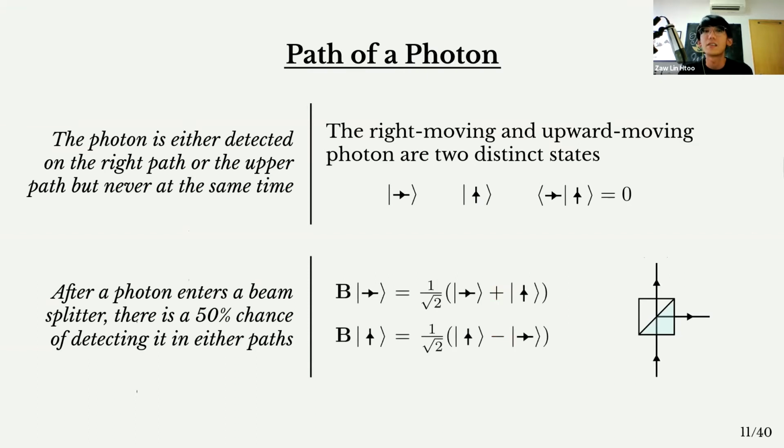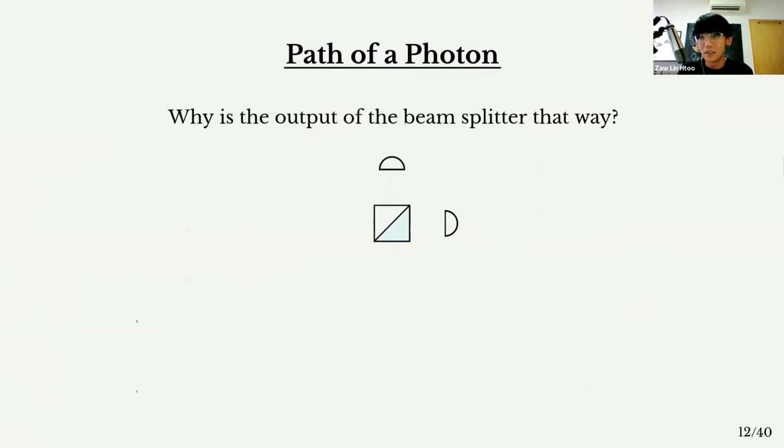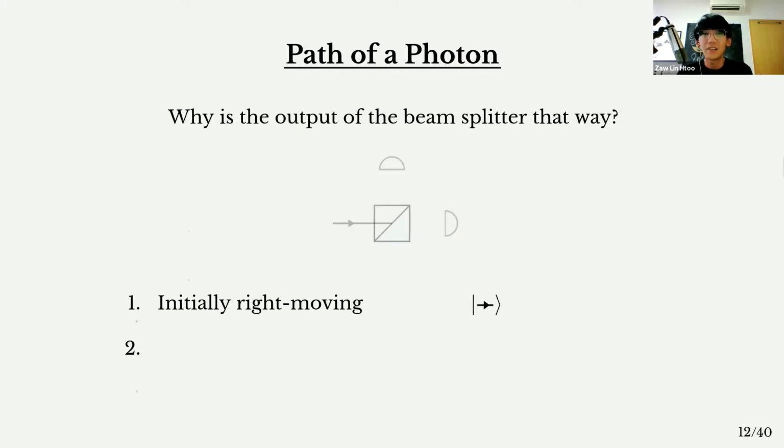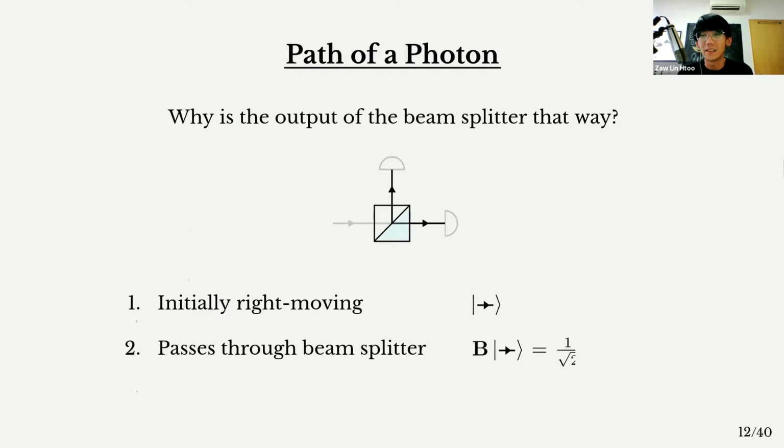Okay, so we know how to describe where the photon is. We just simplify everything. We just say it's either moving to the right or moving upwards. And we know what the beam splitter does to a photon. Actually, let's just check that. Why is the output of the beam splitter a superposition? So we can check that if we have a right moving photon that goes into a beam splitter, we claim that when it passes through, it becomes a superposition of the right moving photon and the upward moving photon.